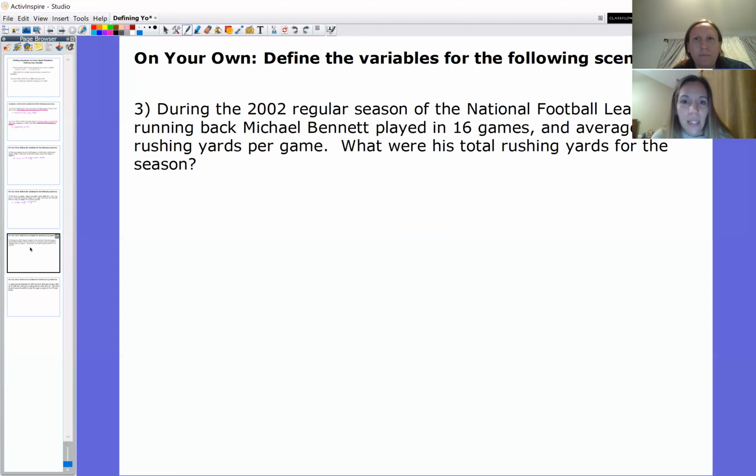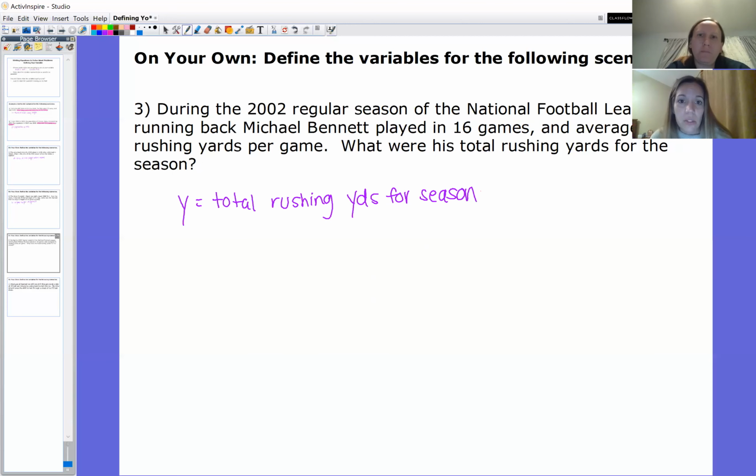And I'm looking at that last question. If you haven't found a pattern yet, that last question or statement tends to be leading us to helping you define that variable. So what were his total rushing yards for the season? I might go with the variable y, and that y is going to stand for the total rushing yards for the season. Remember, be as specific, because I can say total rushing yards for a game, total rushing yards for his career, but in this particular problem, it's talking about the total rushing yards for the season.